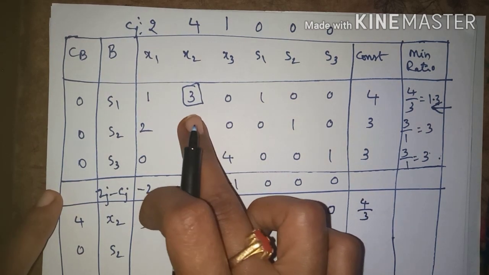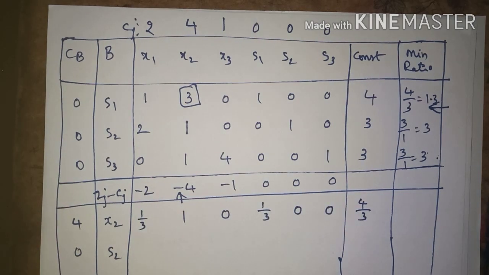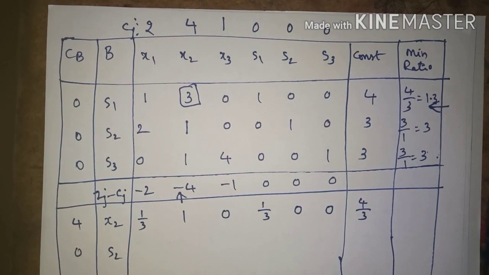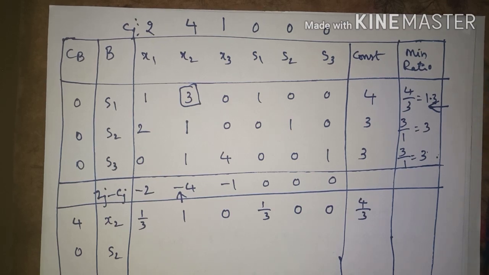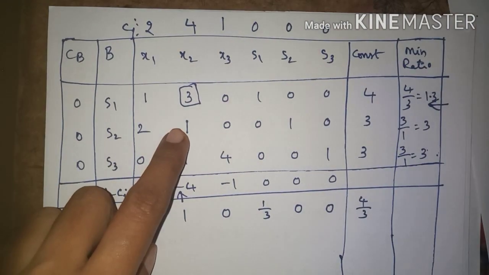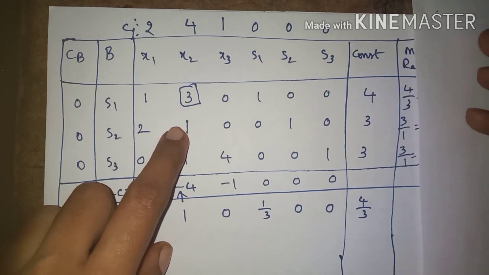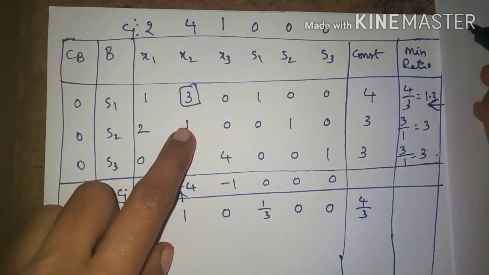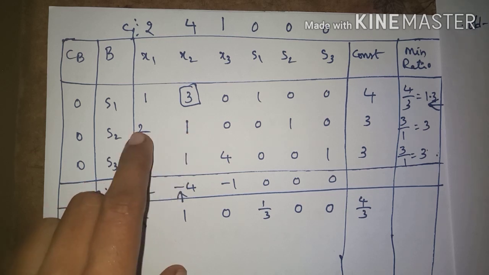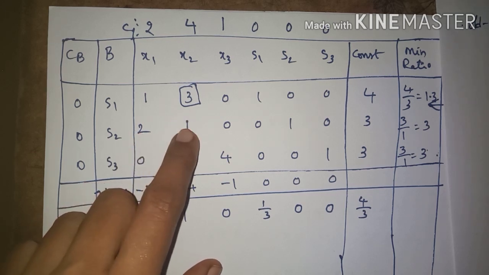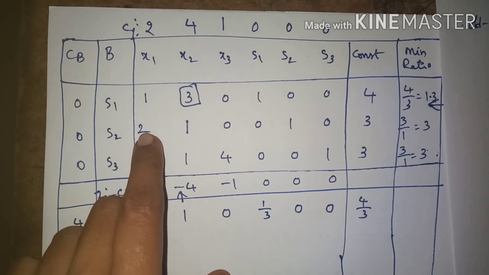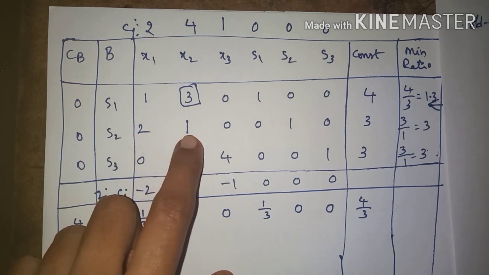Now we have to convert these two elements into zeros. To convert these two elements into zeros, we have to perform some elementary row operations. To do the elementary row operations, whatever element we are going to convert into 0, first write down that row. That row is called the old row. The old row is the one where this element is going to be converted into 0. This is the old row. That row I am writing: 2, 1, 0, 0, 1, 0, 3.